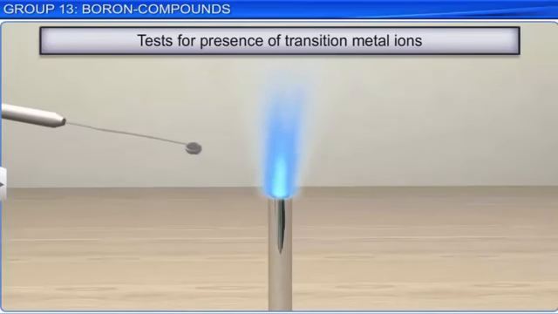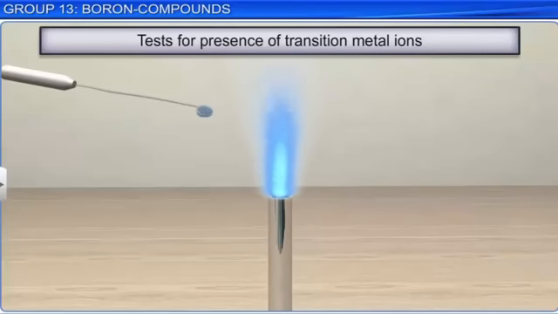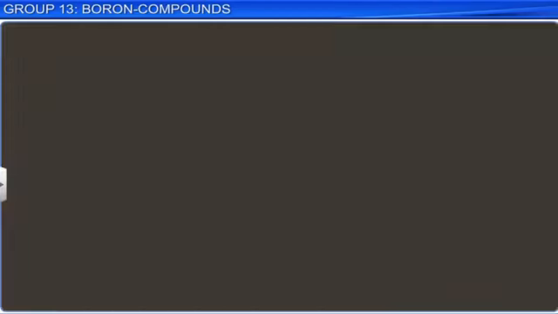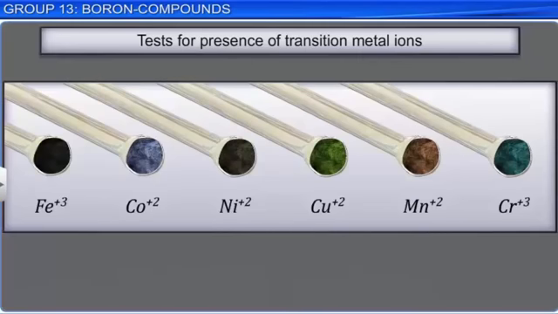allowed to cool, and then heated in the upper or oxidizing part of the flame. The formation of colored metaborates of transition metals identifies the presence of transition metal ions. For example, cobalt ions give a blue-colored bead in this test.